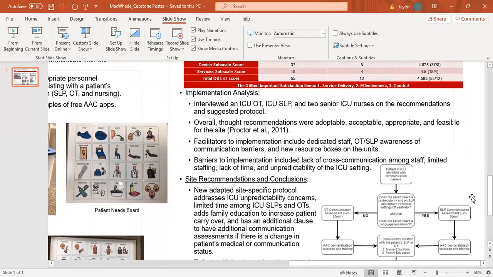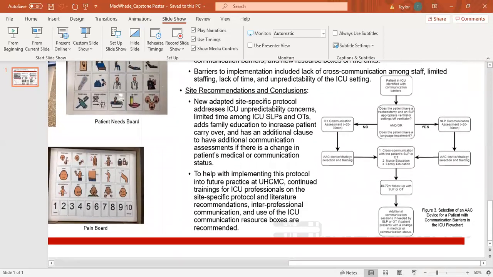Since the protocol that was created for the case study couldn't be implemented as recommended, an implementation analysis was done with 4 ICU professionals to see if they thought their recommendations could be implemented on site and what barriers and facilitators they thought the site had. Overall, they do think the recommendations can be implemented, but things like lack of time, limited staffing, and the unpredictability of the ICU make it difficult.